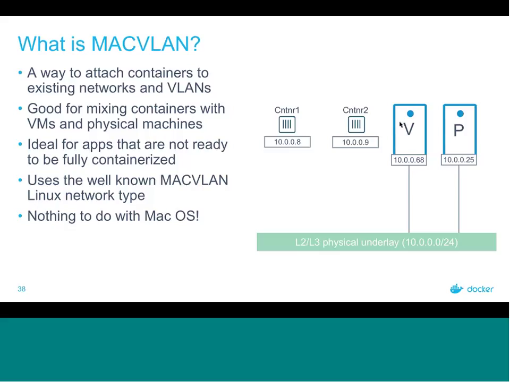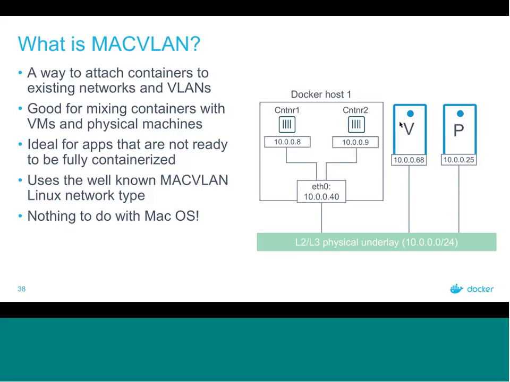So the one gotcha on MACVLAN that a lot of people need to know, though, and I'm not going to go deep into this, is that it does require promiscuous mode, which is not available in a lot of public clouds. So again, MACVLAN is very useful inside the data center, but you'll probably leverage the overlay network more often in a public cloud environment.